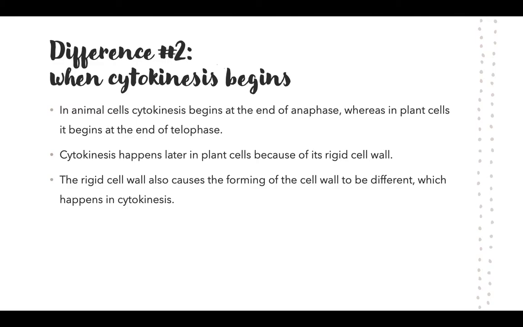So difference number two is when cytokinesis actually begins. In animal cells, cytokinesis begins at the end of anaphase, whereas in plant cells, it begins at the end of telophase. Cytokinesis happens later in plant cells because of its rigid cell wall. Remember, animal cells lack that cell wall, so the structure is not held up by a cell wall. That rigid cell wall also causes the forming of the cell wall to be different.